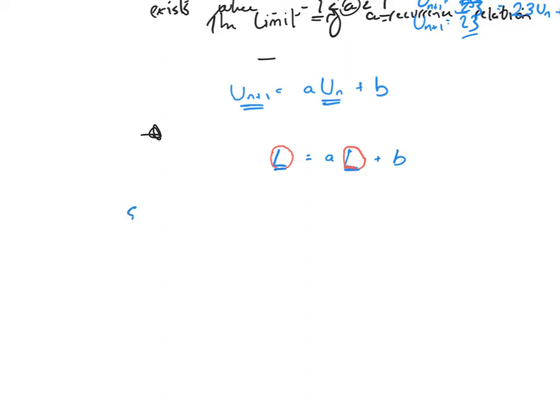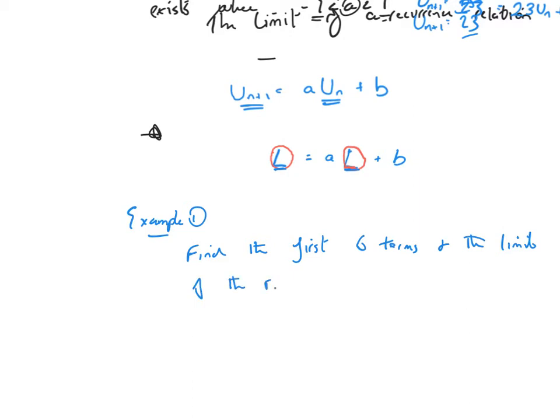Example 1. We're going to find the first 6 terms and the limit of the recurrence relation u(n+1) = 0.6u(n) + 12, and we're told that u0 is 20.